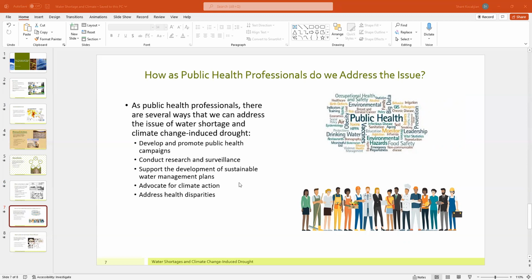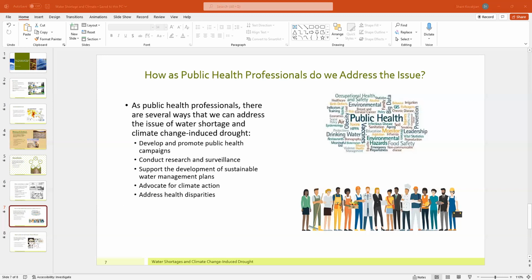Support the development of sustainable water management plans. By that, I mean public health professionals can work with policymakers and stakeholders to support the development of these sustainable water management plans to take into account the climate change. Advocate for climate action. This is basically to help reduce the risk of water scarcity and drought in the long term.